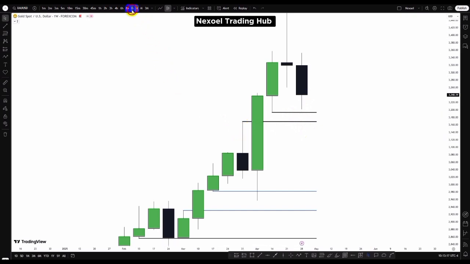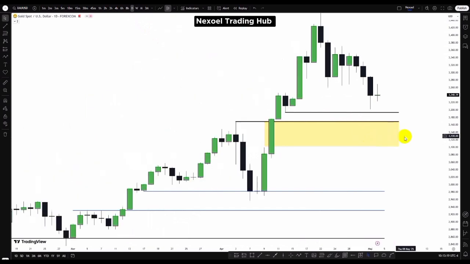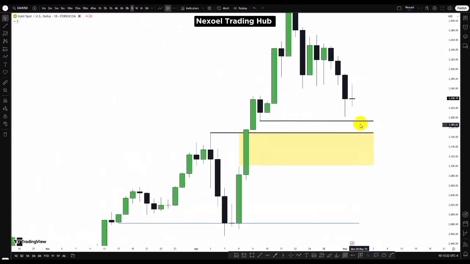So let's check the daily time frame. Here in the daily time frame, we can see here is where we have the weekly bullish fair value gap zone, which I'm looking for, with the possibility of price still trading to the downside to take out the sell side liquidity resting here.